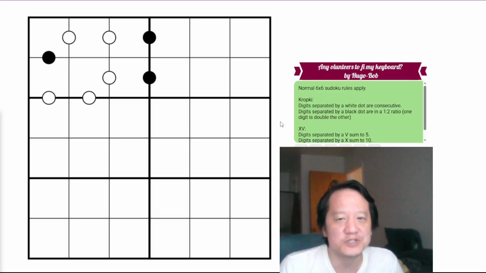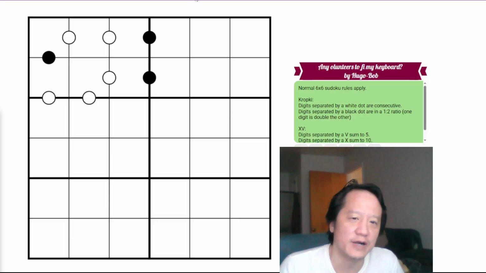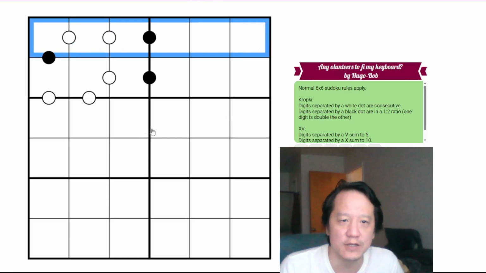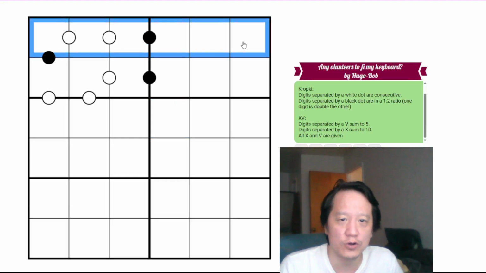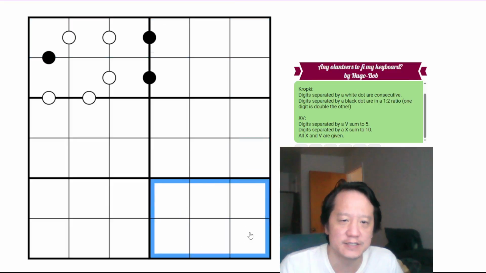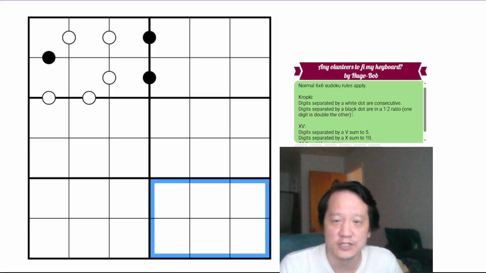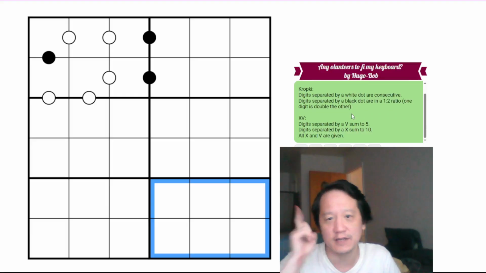We have normal 6x6 Sudoku rules apply, which means in every cell in the grid, place a single digit such that every row, column, and designated 6-cell region contains the digits 1 through 6 exactly once each.